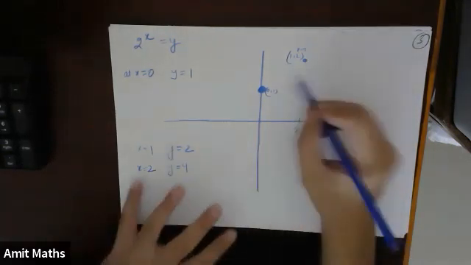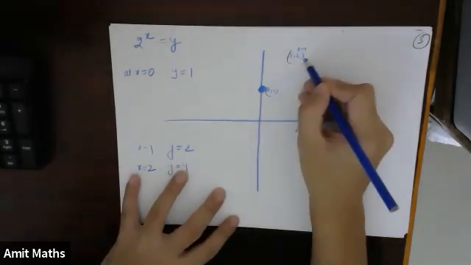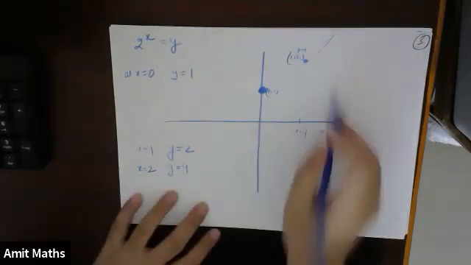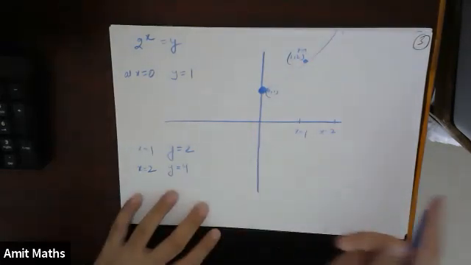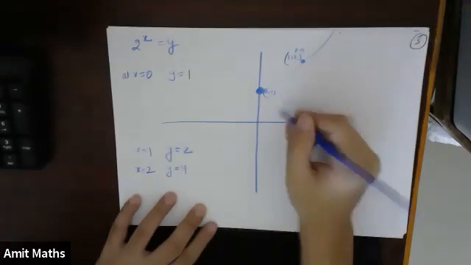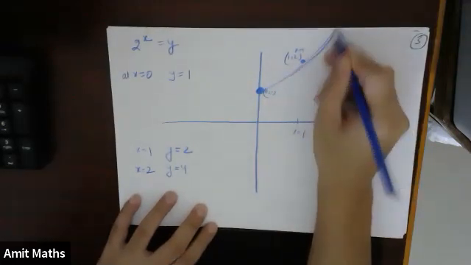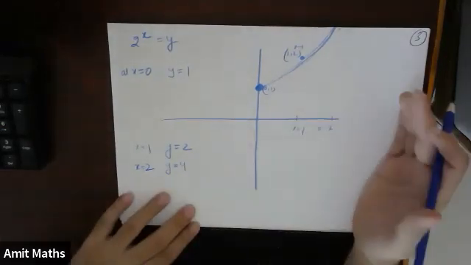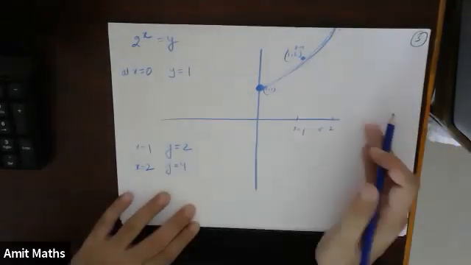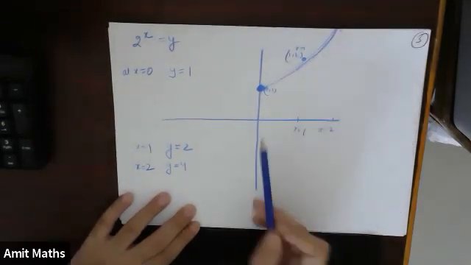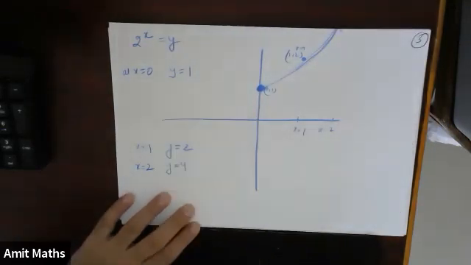So that means the function is increasing, but it is increasing very rapidly. For every increase in the value of x, the function is increasing rapidly. So the function will be something like this. Understood? So for the right side, I have drawn the approximate graph. Okay, now I just have to check what will happen for the negative x.